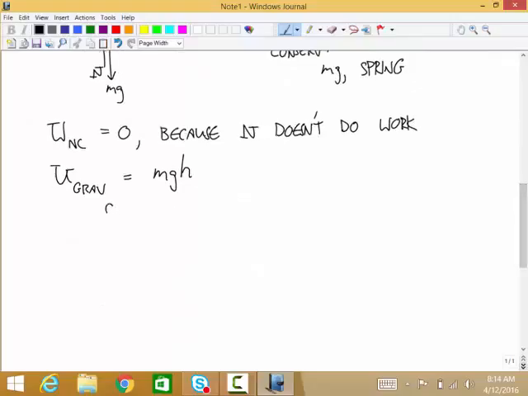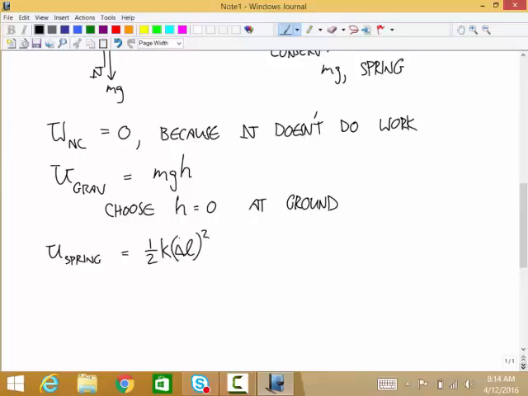Okay, so we're going to choose H equals 0 at the ground. And then the potential energy for the spring force is equal to 1/2 K delta L squared. That's moving in the x direction. Those delta L's are all along the x axis.